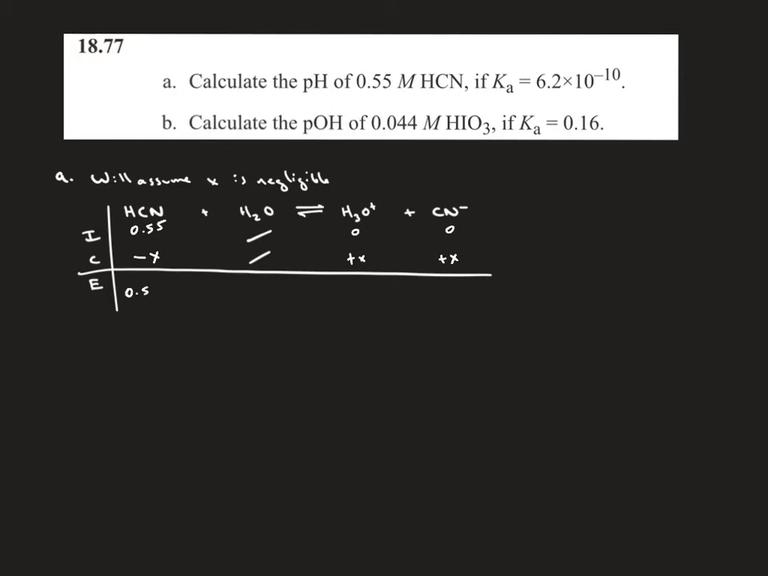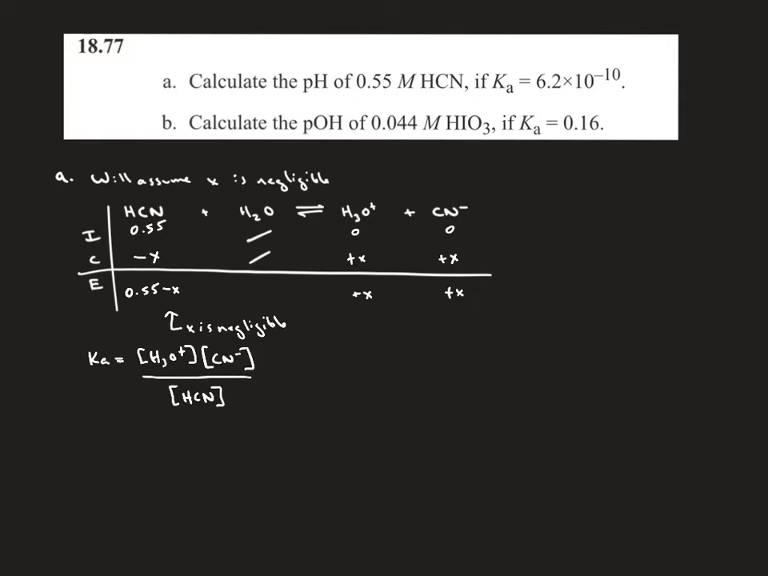Okay, so this is 0.55 minus X. This is plus X. This is plus X. Right, and we are going to assume that X is negligible, that it's so tiny that it's not going to have an effect on the calculation here. And so our calculation of Ka is equal to hydronium's concentration times cyanide's concentration, divided by the acid's concentration, HCN.